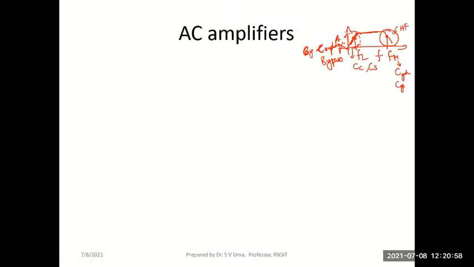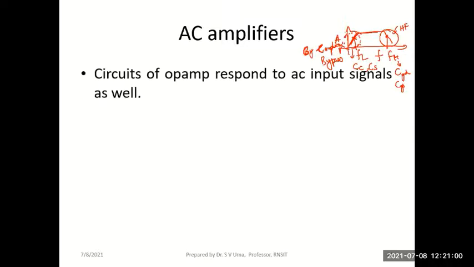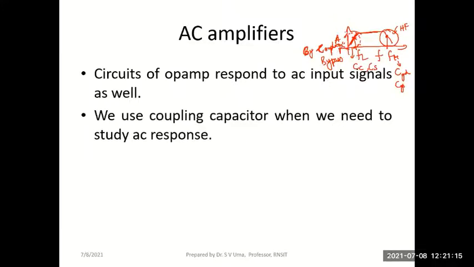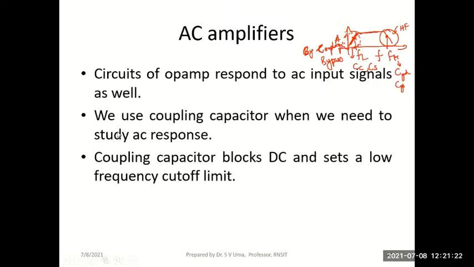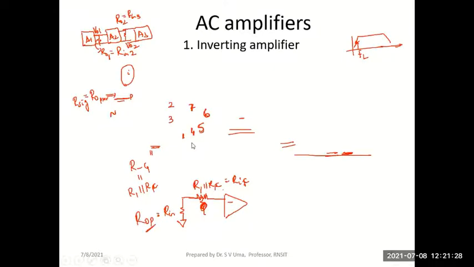Then we said op-amp will work like an AC amplifier also commonly. It can amplify, remember, both AC as well as DC signals. How do you define an op-amp? Op-amp is a high gain differential amplifier which can amplify both AC and DC signals. Please remember that.